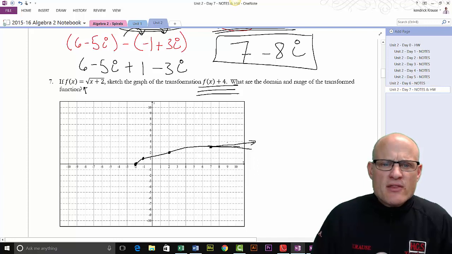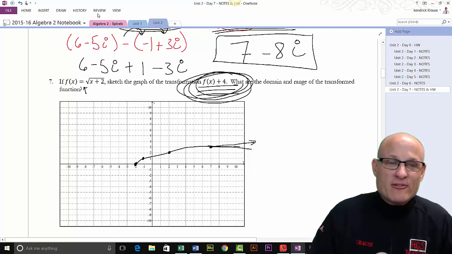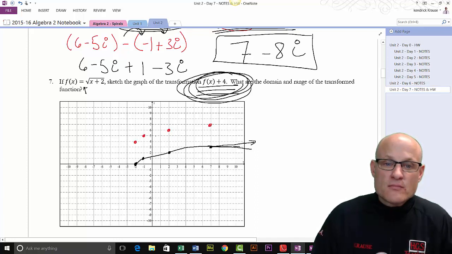Okay. Then it says you're going to take the whole thing and add 4 to it. What that means is we're just going up 4 units. So 1, 2, 3, 4. Up 4 units. So this here is f of x plus 4.